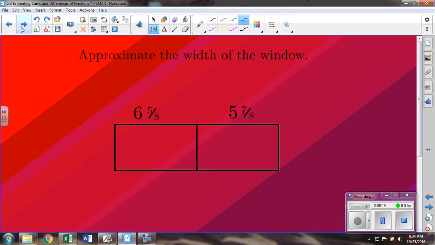Well, we can do the same thing with windows here. And please note that we are doing this with mixed numbers here. 6 and 5/8, 5 and 7/8. Not an issue, we just look at the fractions themselves. 5 over 8 is about what fraction? 0, half, or 1? Okay, so that's half. 7 over 8 is about how much?